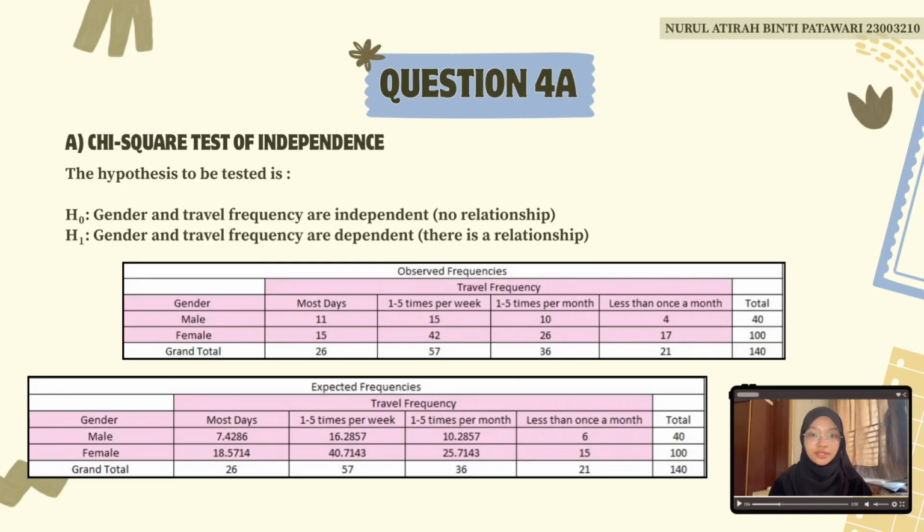The hypothesis to be tested is as follows. Null hypothesis, gender and travel frequency are independent, meaning there is no relationship between the two variables. Alternative hypothesis, gender and travel frequency are dependent, meaning there is a relationship between them. On the slide, I am showing the contingency table, which includes both the observed frequencies, which are the actual counts from the dataset, and also the expected frequencies.